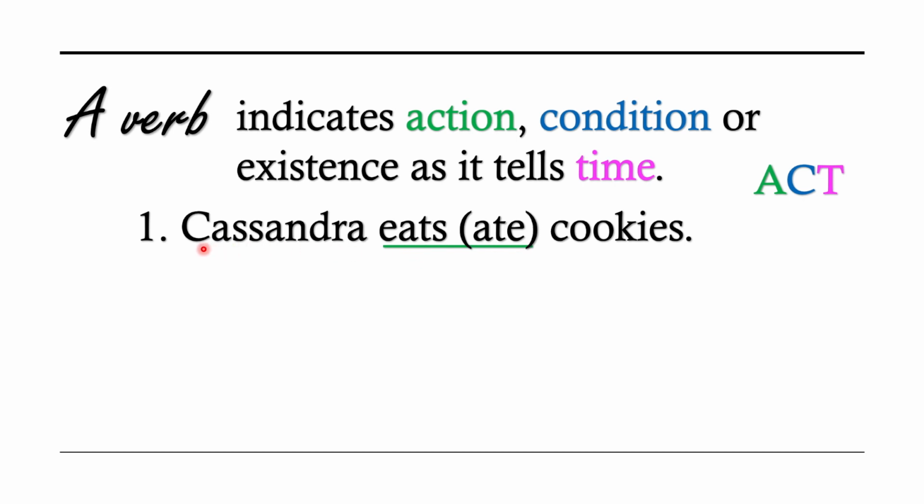What if we have this one? Cassandra ate cookies. Okay, we still have the action here. But of course, there's already a difference with the time. If we say ate, the sentence is already in the past tense. So when did Cassandra eat cookies? Now, or is it a while ago, or yesterday, or last week? So if we say ate, it's not anymore now. It's either a while ago, yesterday, or last week.